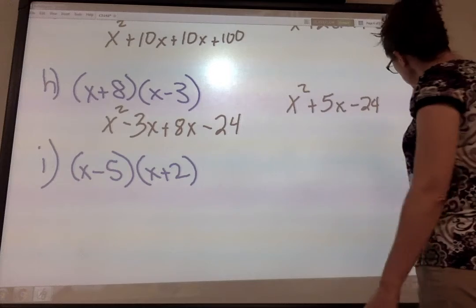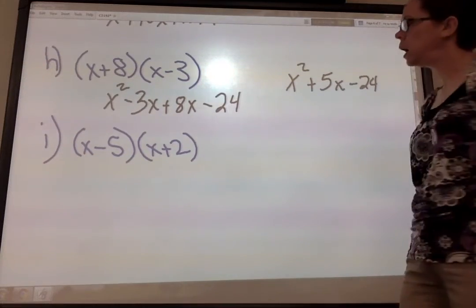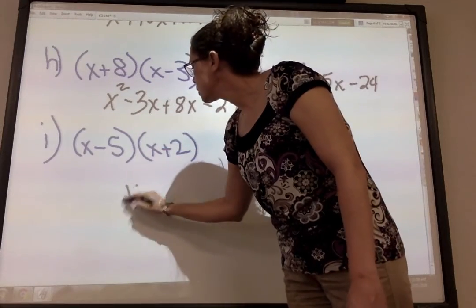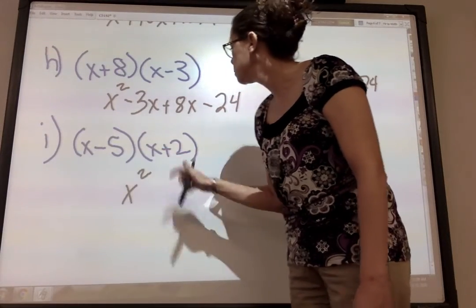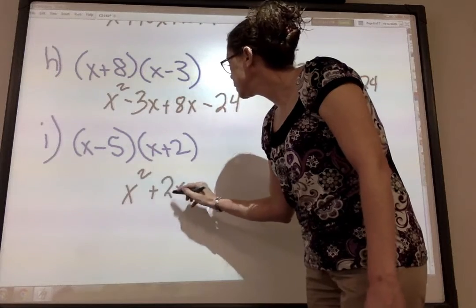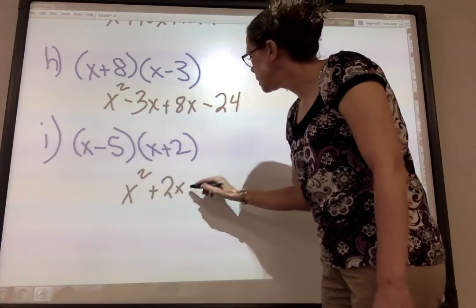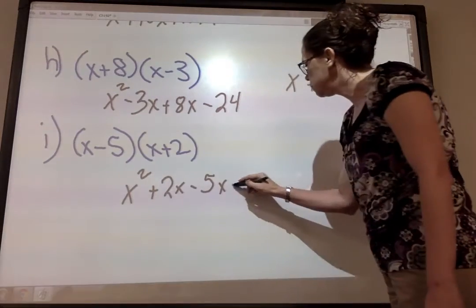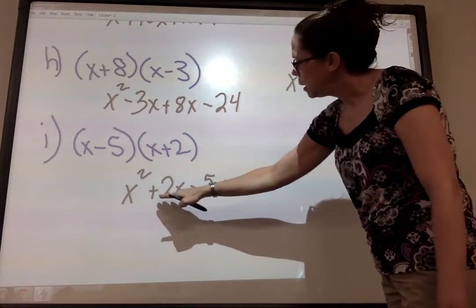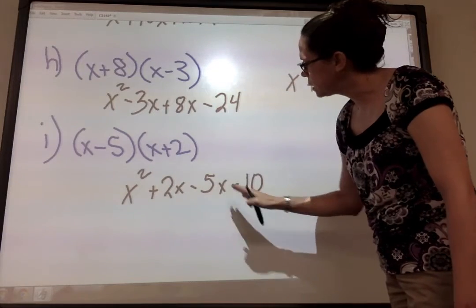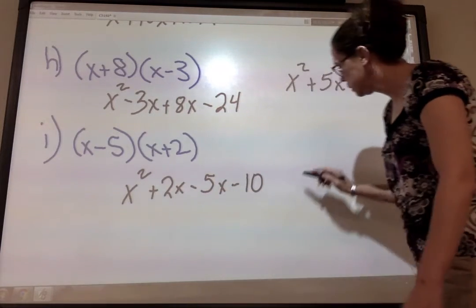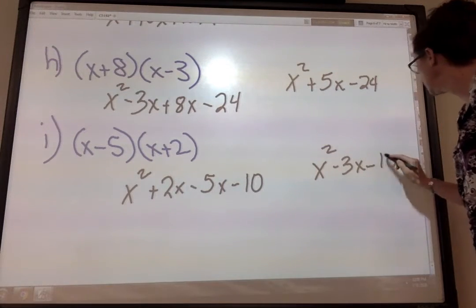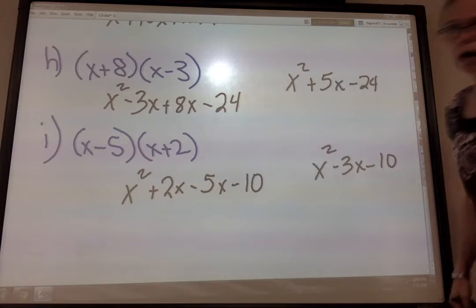Now for I. First terms times each other gives me x squared. Outside, x times positive 2, positive 2x. Inside's negative 5 times x, negative 5x. Last, negative 5 times positive 2 is negative 10. Positive 2x, negative 5x gives me a result of negative 3x. X squared minus 3x minus 10 is the result on I.